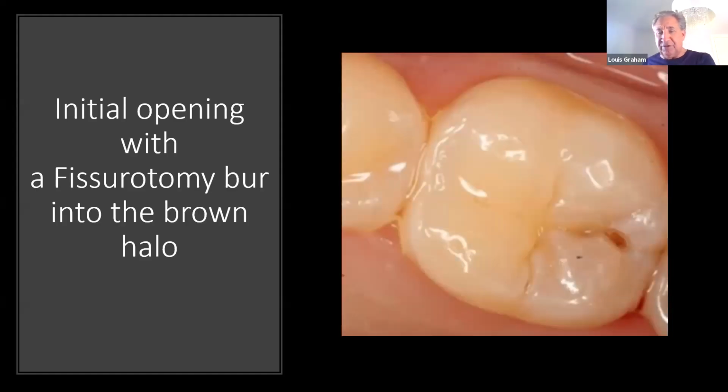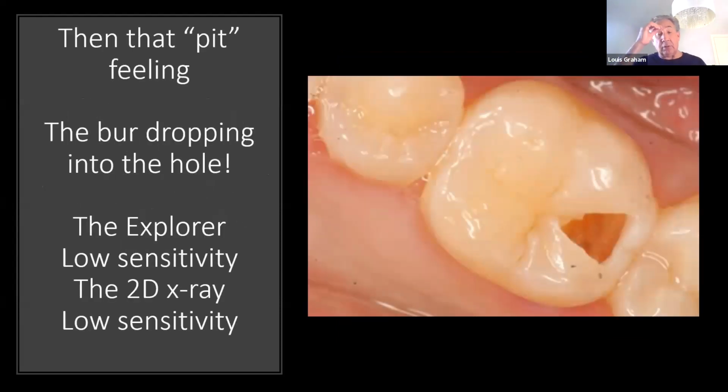So as I went in with a fissurotomy burr, I'd already gotten the patient numb. This is me already drilling access just to show you. So I have just started my entry point. There was negative to the explorer, negative on the x-ray, and that's the hole. Now, sadly, this patient had been going to a dentist in New Jersey who was her uncle for years. He was in his mid-70s and just used explorers and x-rays. Both are very low in my world of sensitivity.